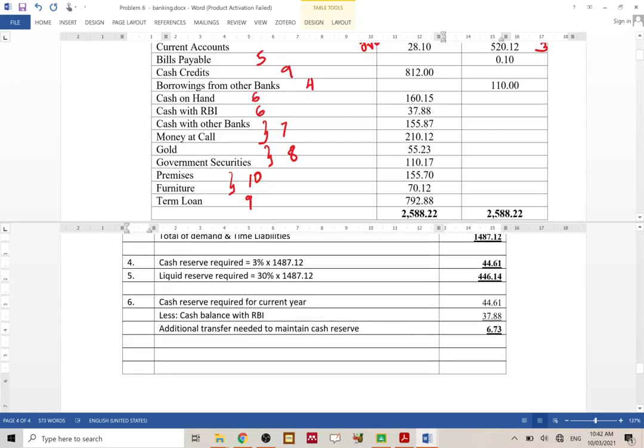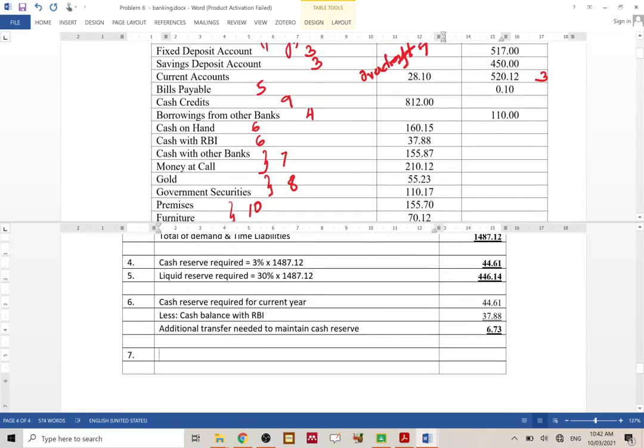All right. Now there is some amount which the bank has maintained with other banks, isn't it? There is cash kept with other banks, which is rupees 155.87. I got it from here, cash with other banks 155.87. So what we need to do is, this additional transfer which is required for our cash reserve, we need to get it from these other banks, or the amount that we have kept with other banks. Okay, so let's transfer to balance with RBI.